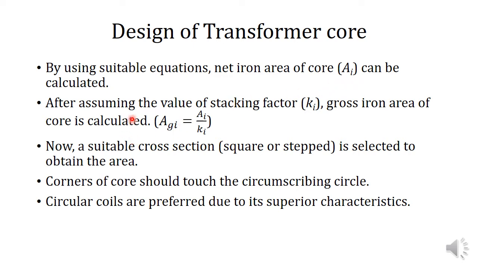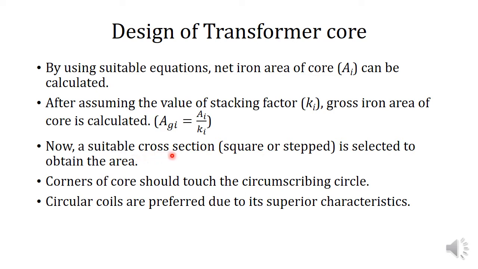Then we will assume a suitable value for stacking factor, that is Ki. So by knowing the value of Ai and Ki, we can calculate the gross iron area AGI. That is, AGI is equal to Ai by Ki. So once we have obtained the value of AGI, then we have to decide the suitable cross section. That is whether it is a square core, a stepped core, or the number of steps can be selected.